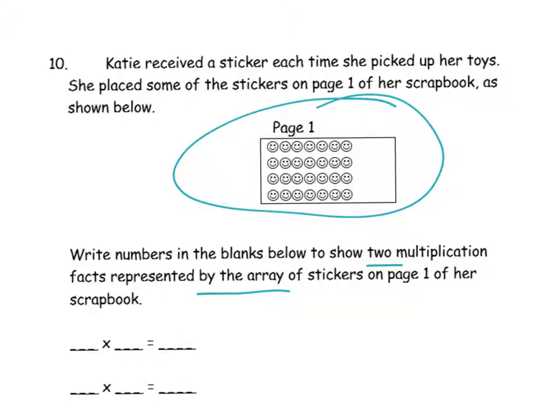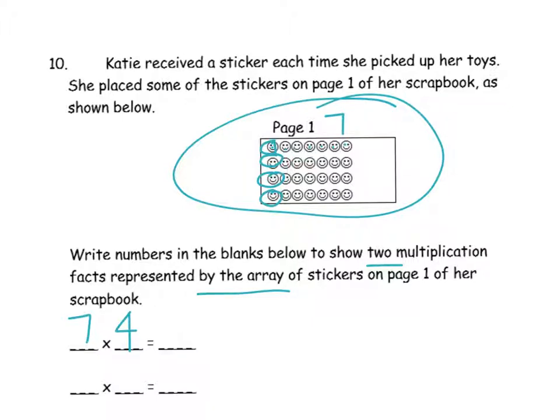So first I need to take a look at how many are in each row. I have 1, 2, 3, 4, 5, 6, 7. So 7's going to go first. Then I need to figure out how many are in a column. So I have 1, 2, 3, 4. So my first factor set is 7 times 4. So what is 7 times 4?